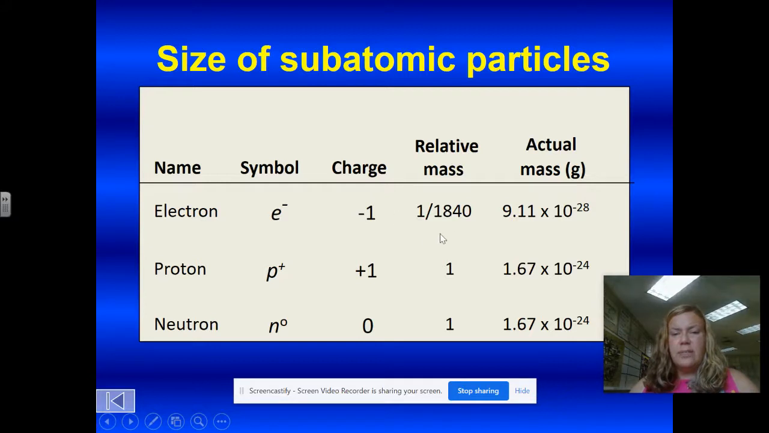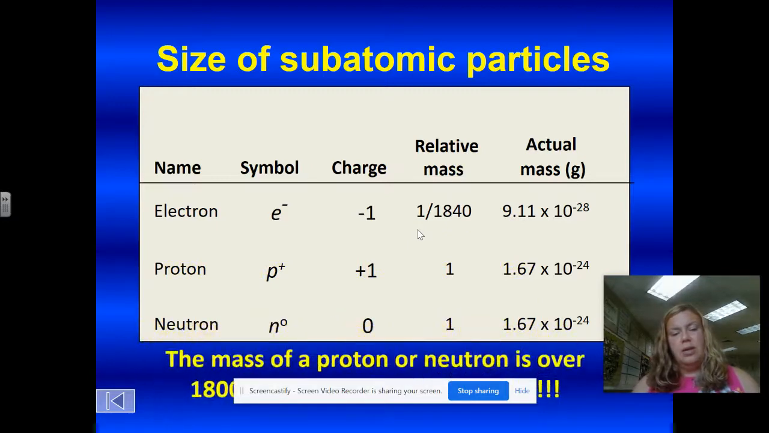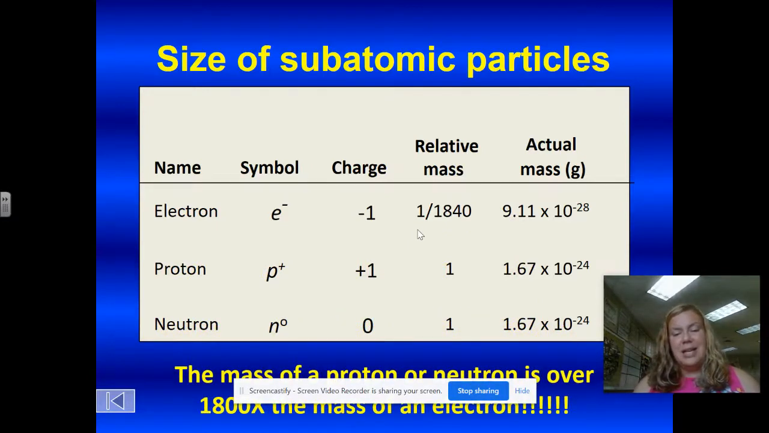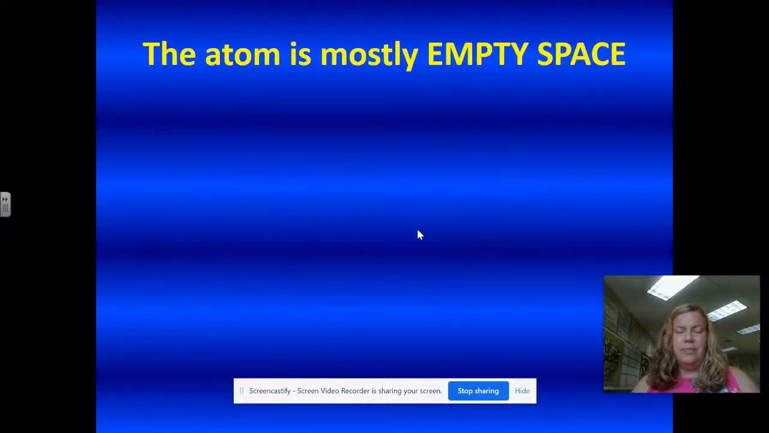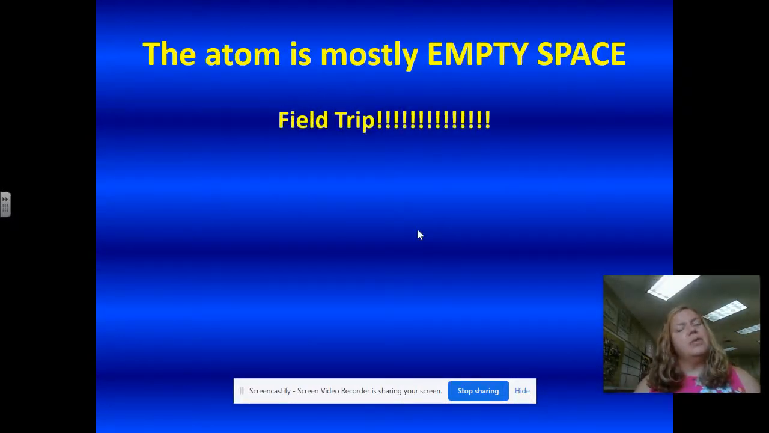But look, this electron is 1/1800th the size of a proton or a neutron. So therefore, these protons and neutrons are 1,800 times the mass of an electron. The reason why this is important is because when we calculate mass number or average atomic mass of an atom, we don't calculate the electrons. The mass of the electrons is actually negligible, so we don't even need to worry about that. So again, the mass of a proton or neutron is 1,800 times the mass of an electron. So therefore, the atom is mostly empty space.